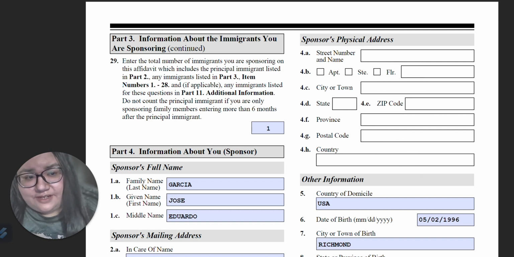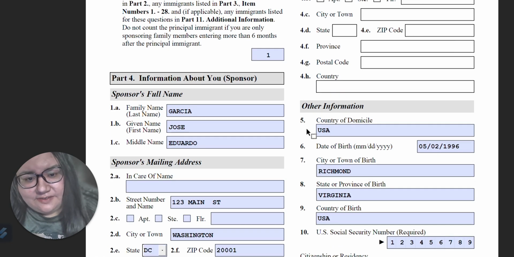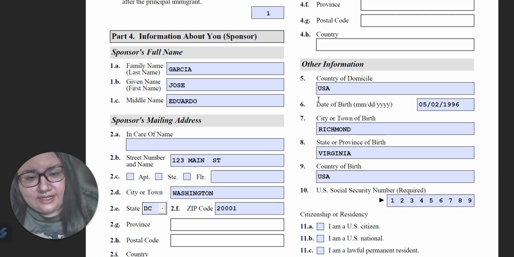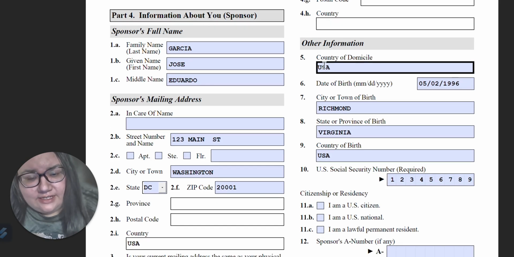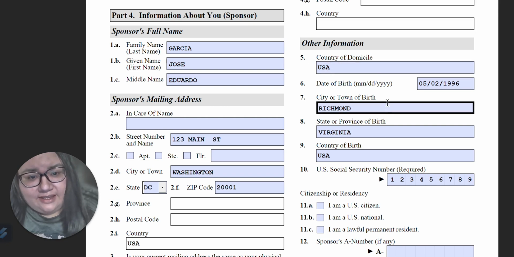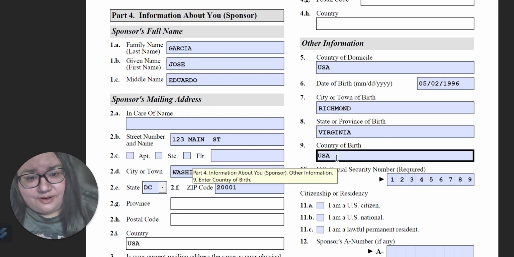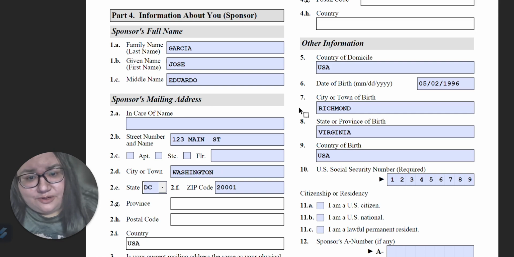All right, now we're going into the section for other information. And again, we're still in information about the sponsor. So we're still going to continue to answer these from the about the sponsor. So the country of domicile, that means where is the sponsor living? In our scenario, and in most scenarios, the sponsor actually has to be domiciled in the USA. So we've gone ahead and put USA, fill out the sponsor's date of birth, city, state, and country of birth. So in our scenario, Jose was born in the US, so we filled out Richmond, Virginia, USA.